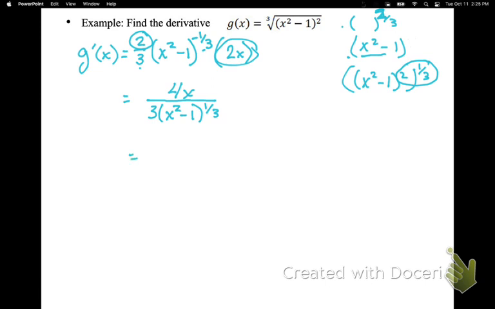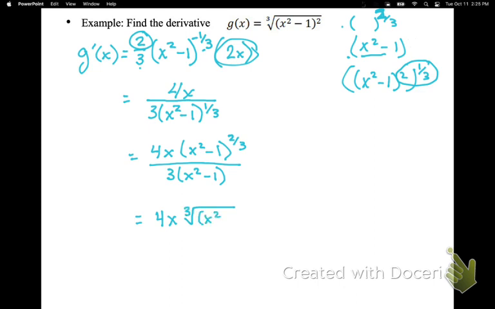2/3. So that would be 4x times x squared minus 1 to the 2/3, all over 3 times x squared minus 1. And if you didn't want to leave a fractional exponent, we can put it back in a radical. So it would be the cube root of x squared minus 1 squared over, you want to distribute the 3 or leave it out? Leave it out. Okay. So 3 times x squared minus 1.